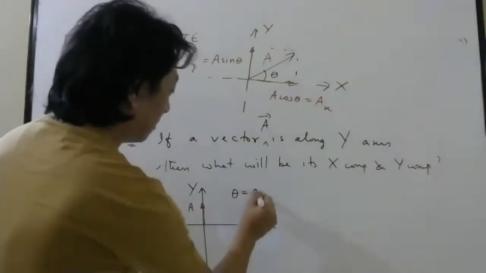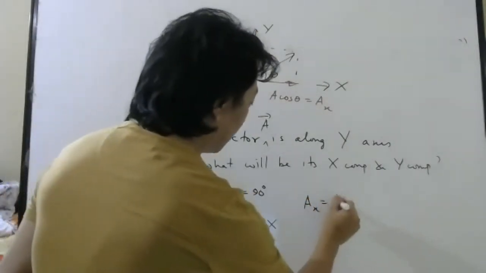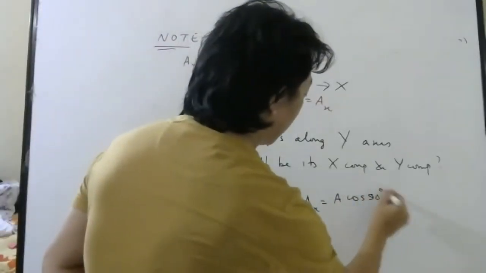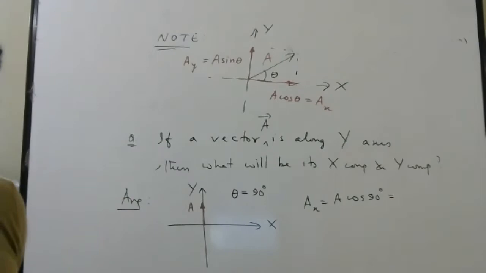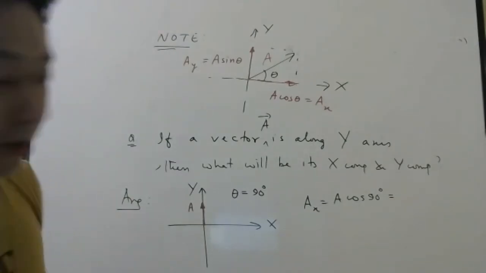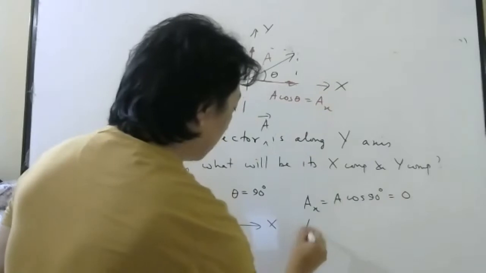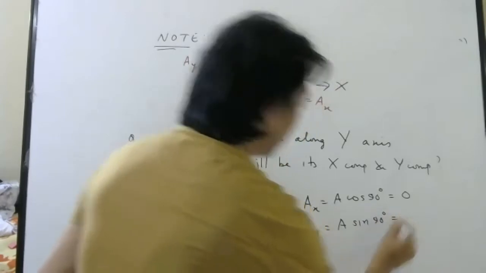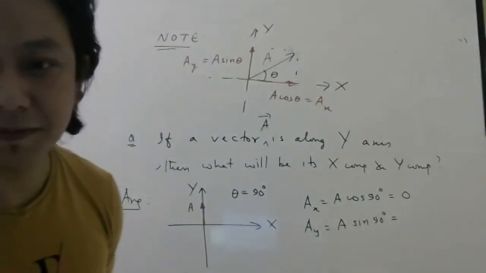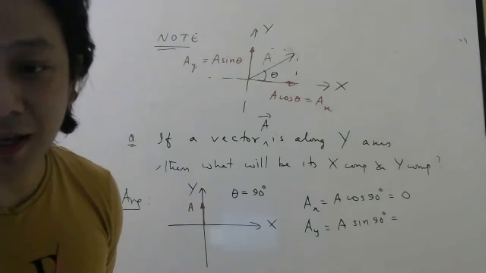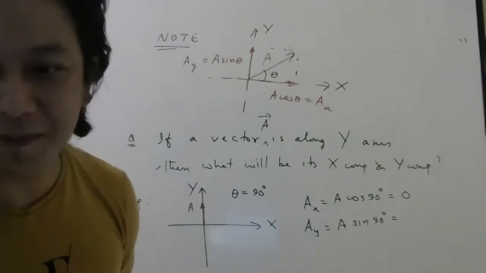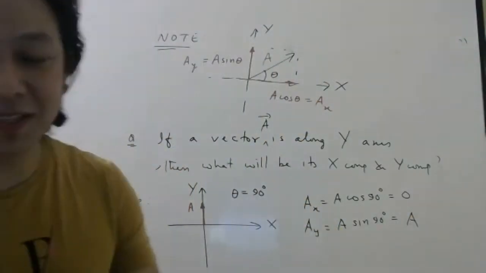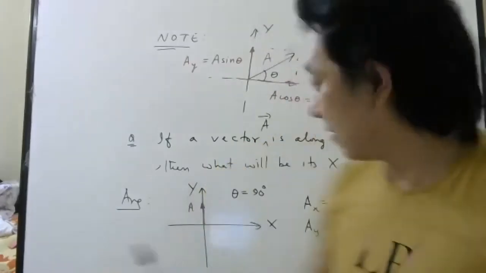So what will be my x component? X component is a cos theta. So a cos 90. What is a cos 90? 0. Then what will be my y component? A sin 90. Sin 90 will be 1. A sin 90 will be what? A. This means if a vector is along y-axis, listen carefully.